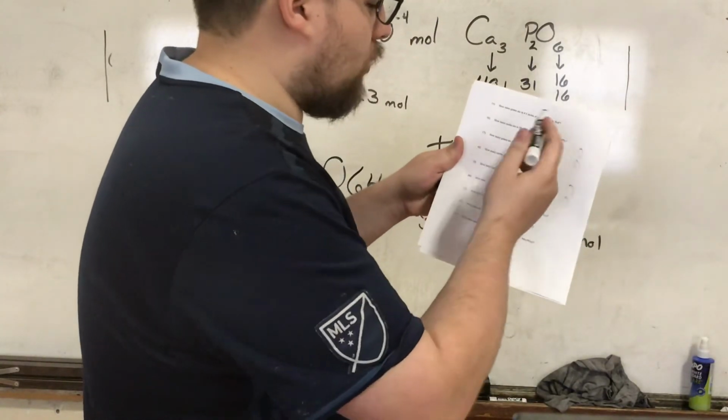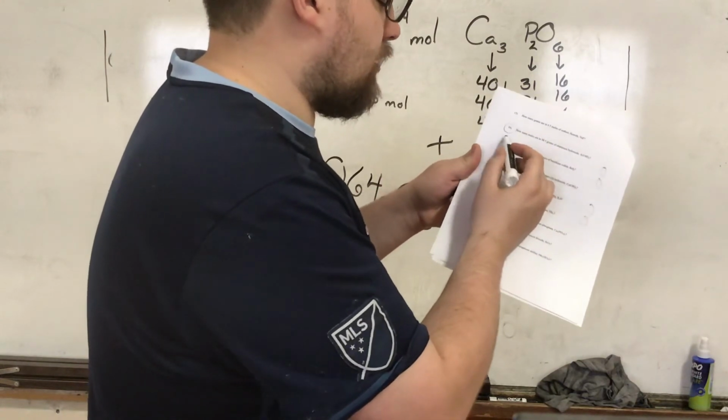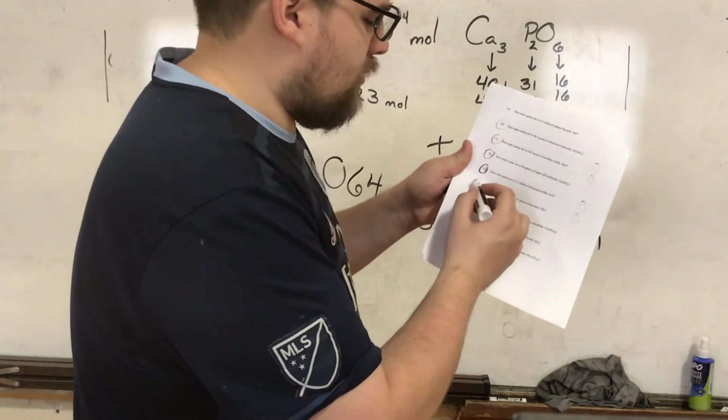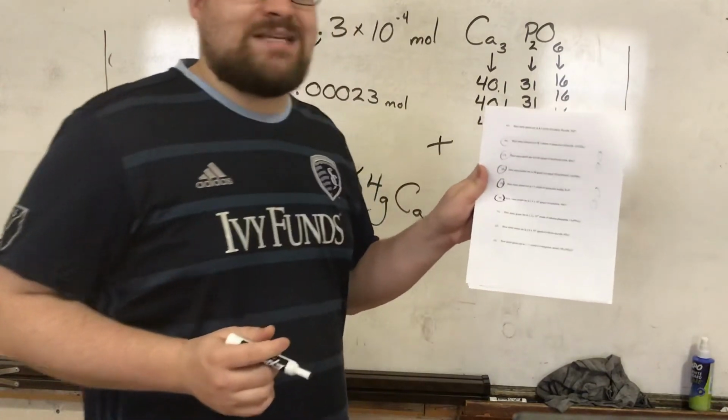All right, what I want you guys to try out is, we did 15 and 21. I want you guys to try out all the ones in between there: 16, 17, 18, 19, and 20. All right?